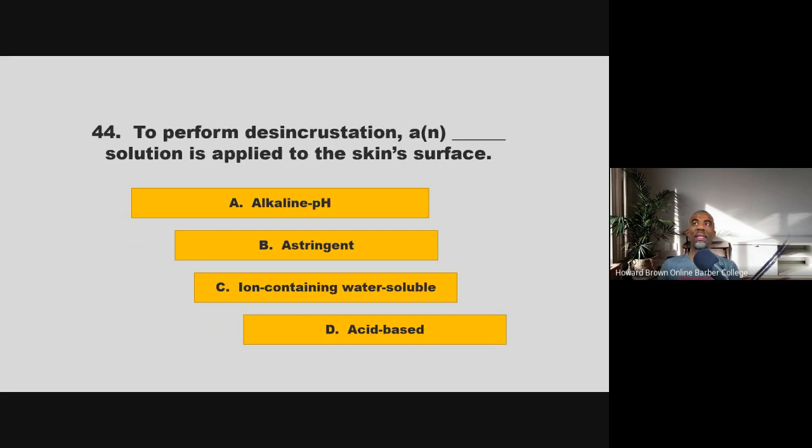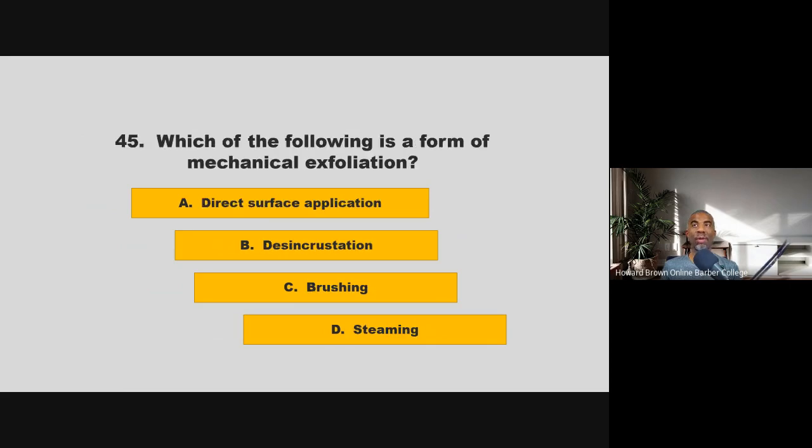To perform desincrustation, a blank solution is applied to the skin surface. Is it alkaline pH, astringent, ion containing water soluble, acid based? If you chose D, acid based, you are correct.